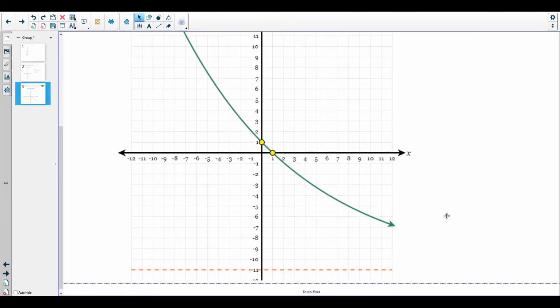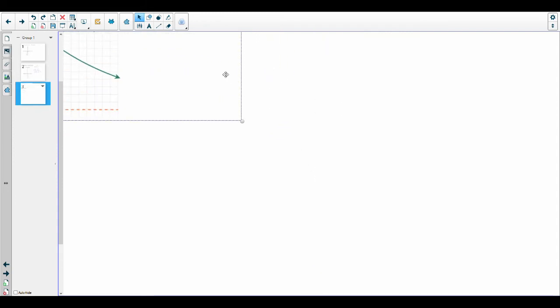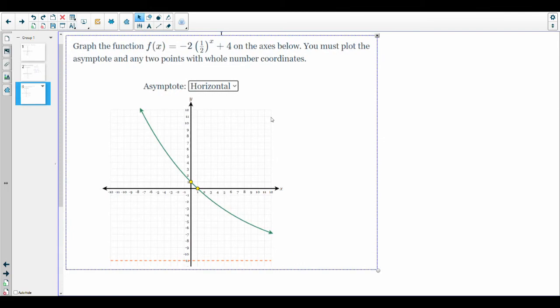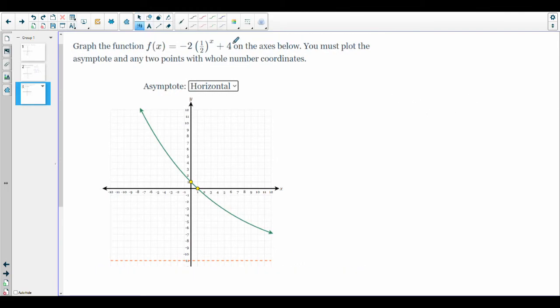We'll make another table again. Do a little sketch. That's why I always suggest, even when you're doing Delta Math, to have some scrap paper out so you can make your tables and whatnot. So we're going to ignore the line on here. This line doesn't mean anything. So we need x, and then -2 times 1/2 to the x plus 4.